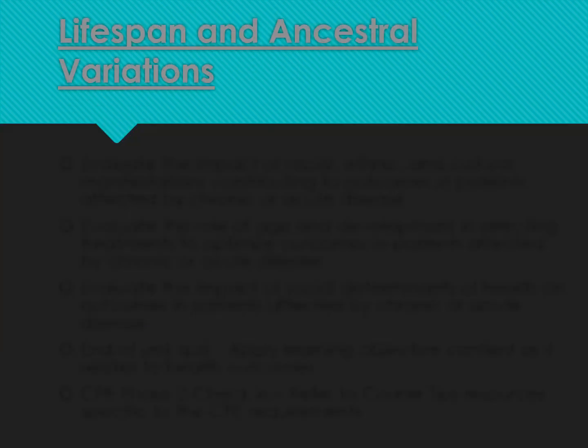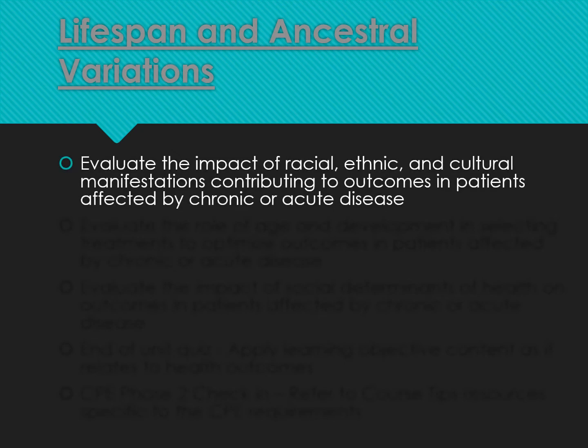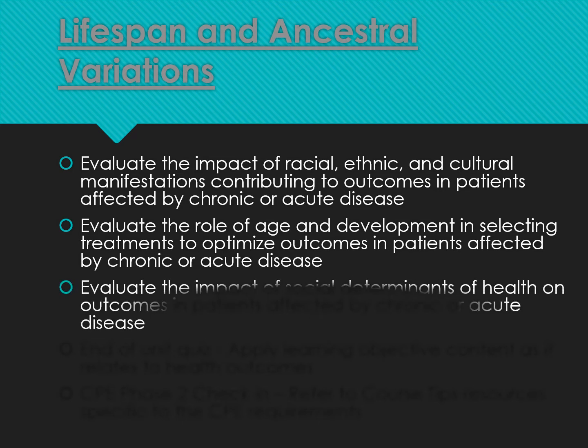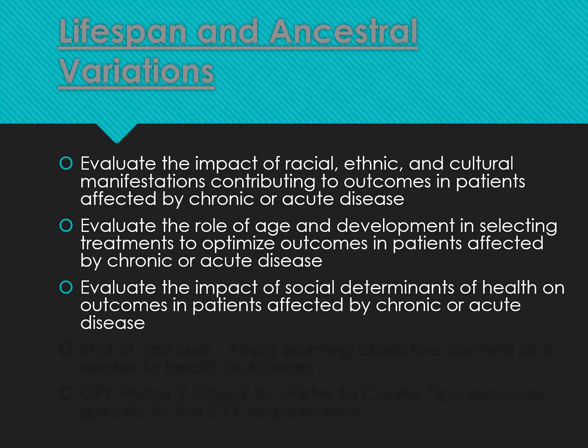This recording will provide a brief overview of Unit 5. There are 3 broad learning objectives which span a wide variety of topics and several chapters of reading. The first learning objective is that you will be able to evaluate the impact that racial, ethnic, and cultural influences have on acute and chronic health outcomes. Second, evaluate how age and development affects a patient's ability to manage acute and chronic disease processes. And last, evaluate the impact that social determinants have on health outcomes in patients with acute and chronic health conditions.